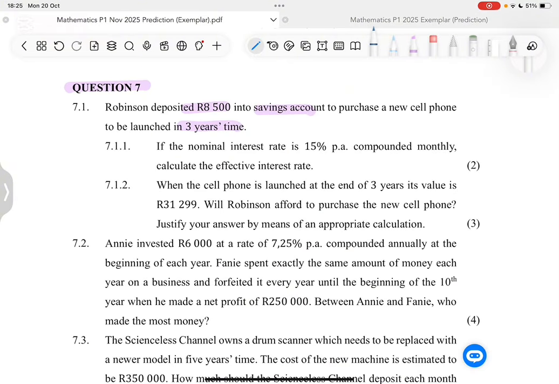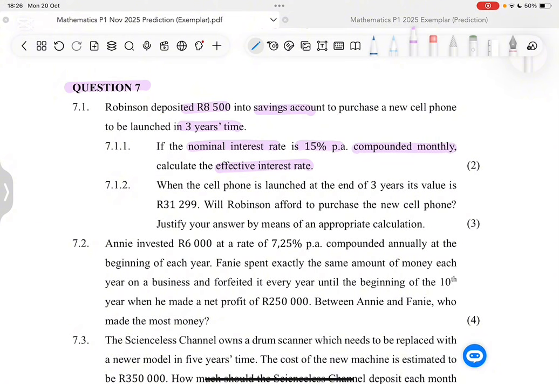Now the question continues under 7.1.1 to say, if the nominal interest rate is 15% per annum, compounded monthly, calculate the effective interest rate. Perhaps the first thing that you need to do here is to understand what the nominal interest rate is. Nominal interest rate can be defined as the money that is paid out on a loan, investment, or savings account more frequently than once in a year.